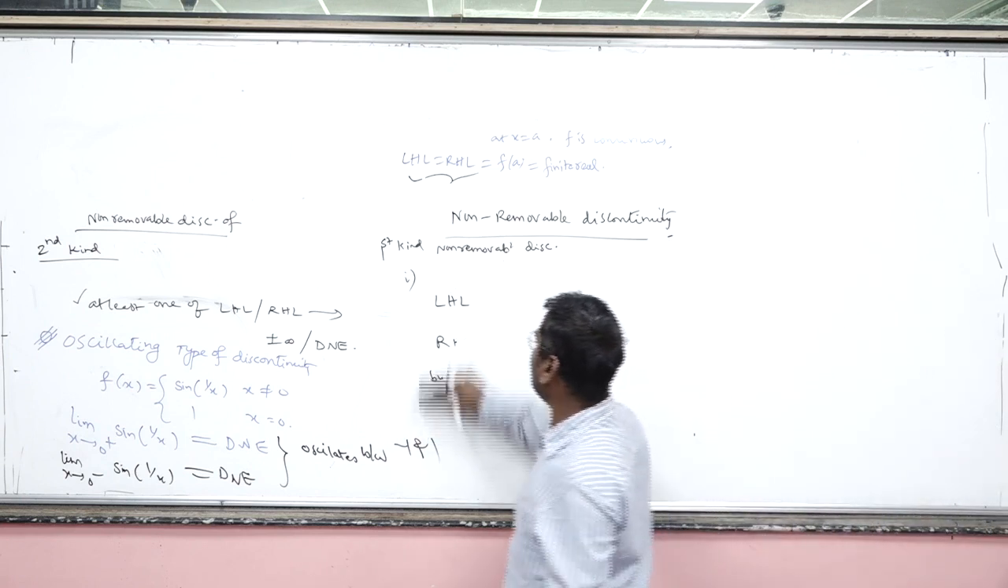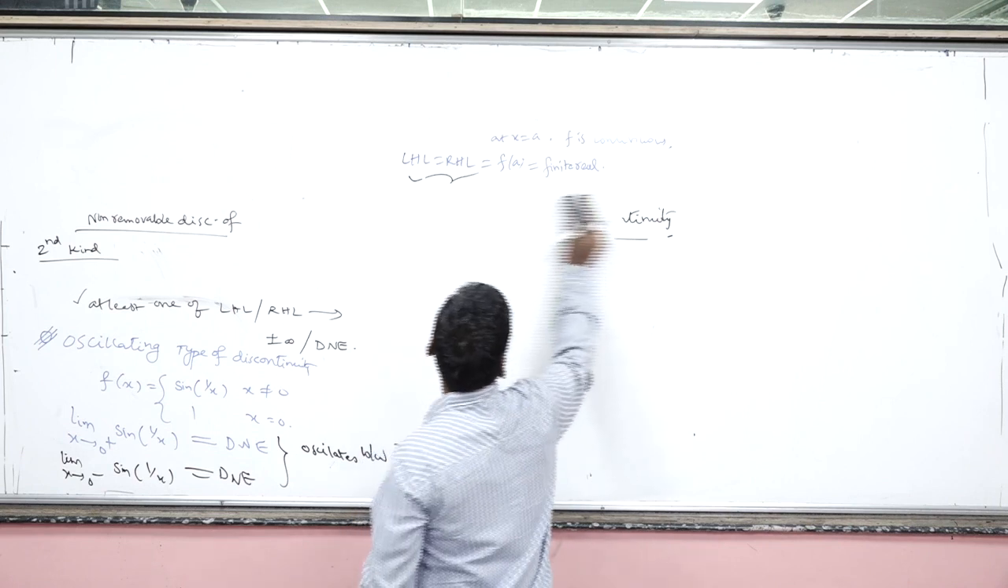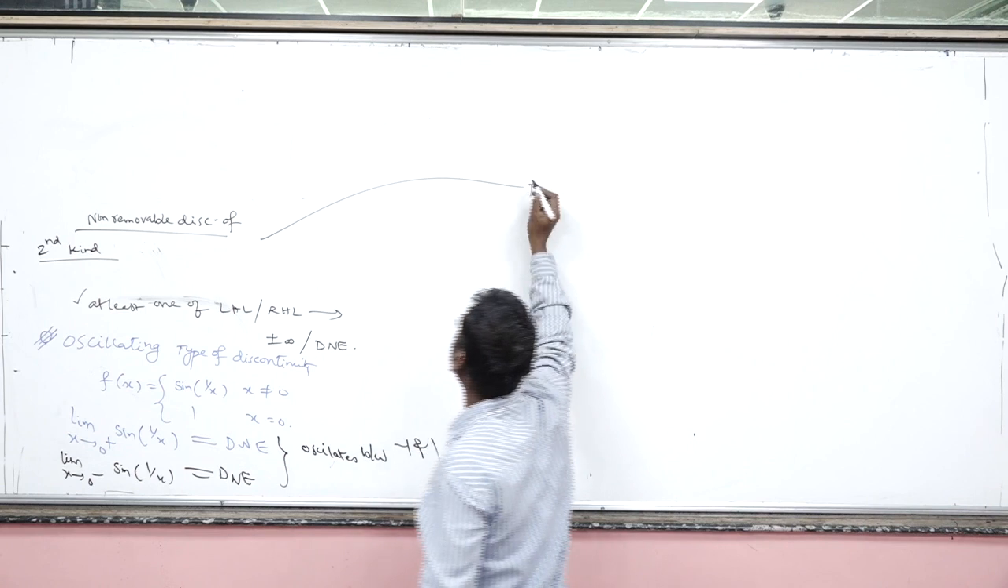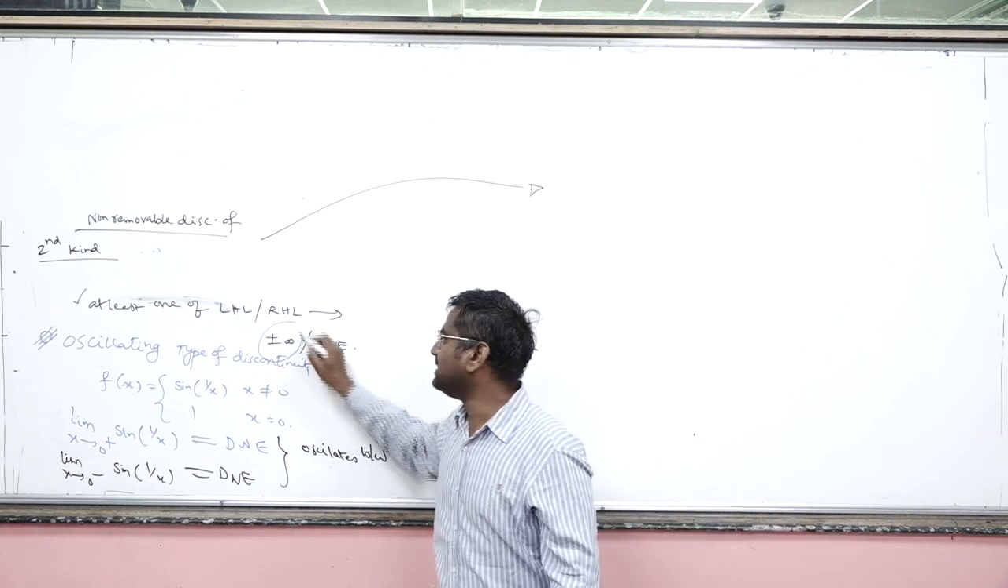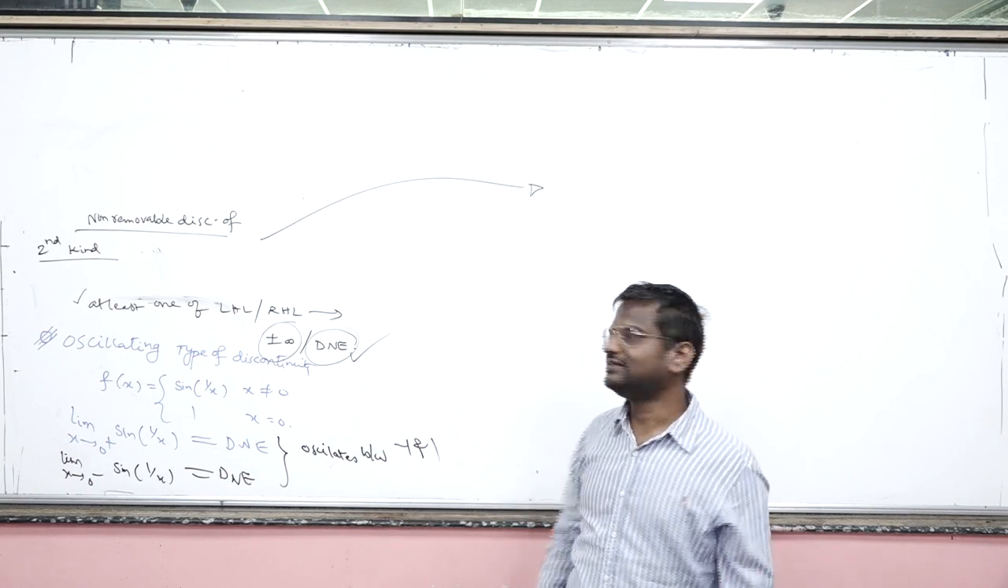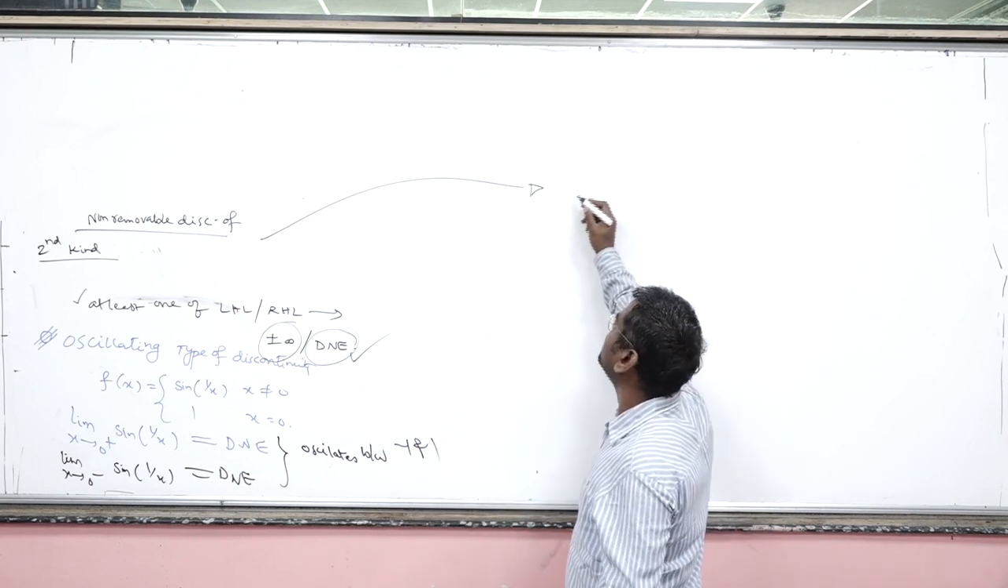LHL or RHL does not exist or tends to plus minus infinity. That also comes under non-removable discontinuity of the second kind. Second kind means either plus minus infinity or does not exist. We have given the case for does not exist. Let us look at the case of plus minus infinity.